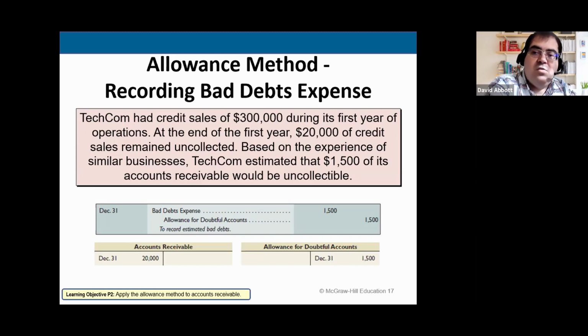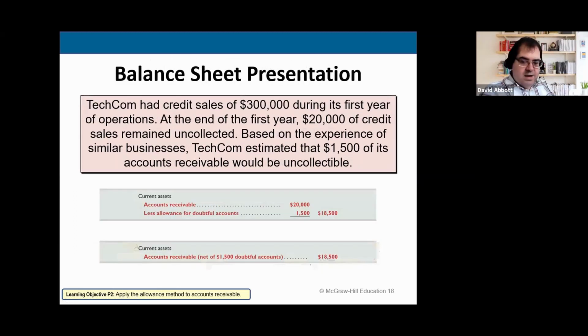So we see, to be able to record the allowance for what we think might be uncollectible, we would debit the bad debts expense by the amount that we think is uncollectible, in this case $1,500, and we would credit the allowance for doubtful accounts. After that's recorded, we see that they had $20,000 in accounts receivable that still hadn't been collected on December 31st. And then we see the allowance on December 31st of $1,500. And then you also have to report this on the balance sheet.